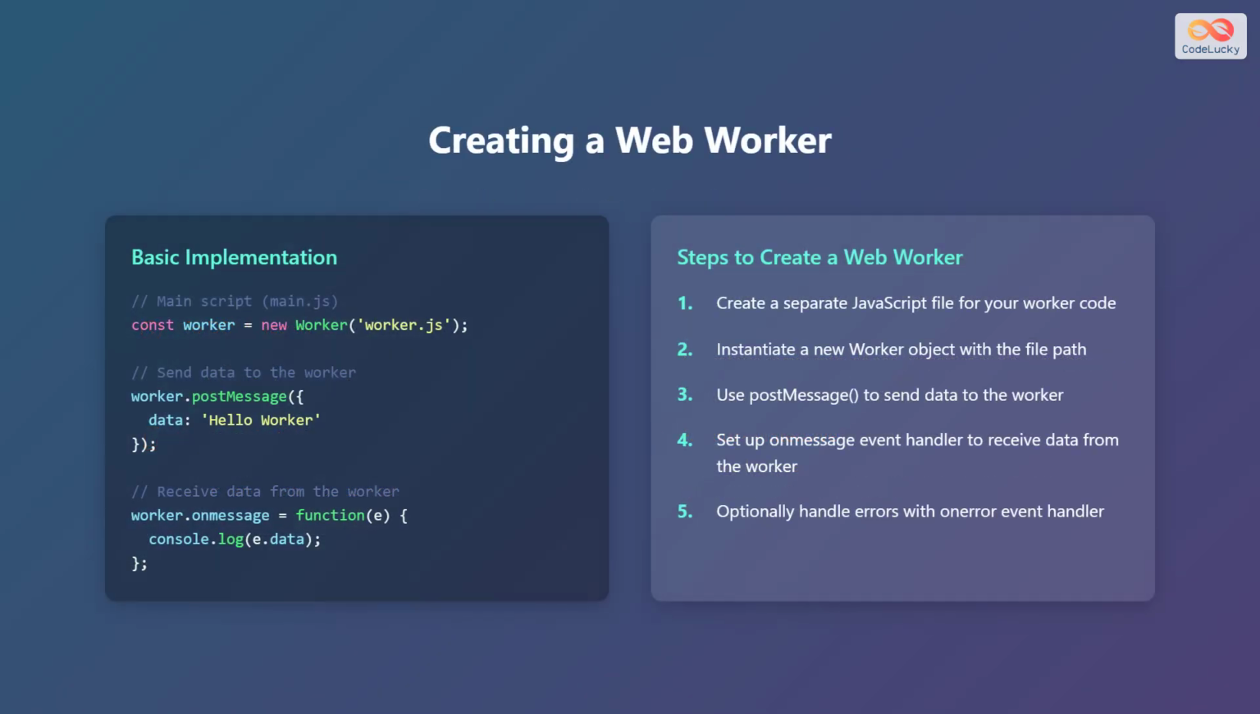To create a web worker, first create a separate JavaScript file for your worker code. Then instantiate a new worker object with the file path. Use the postMessage method to send the data to the worker. Set up the onmessage event handler to receive data from the worker. You can optionally handle errors with the onerror event handler.